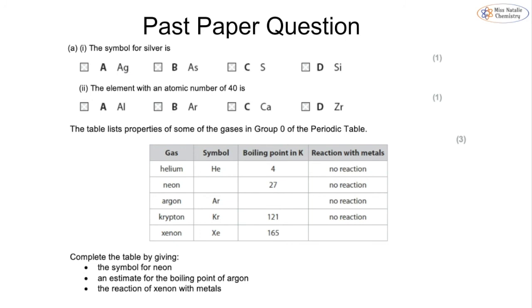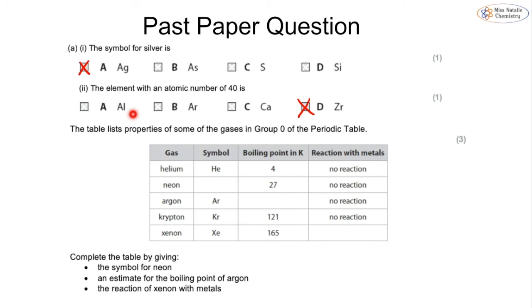So first of all, the symbol for silver, well, when we look it up on the periodic table, we find that the symbol is Ag. So our answer is A. An element with the atomic number of 40, when you find your periodic table, you go to 40, and that is Zr, which is zirconium.